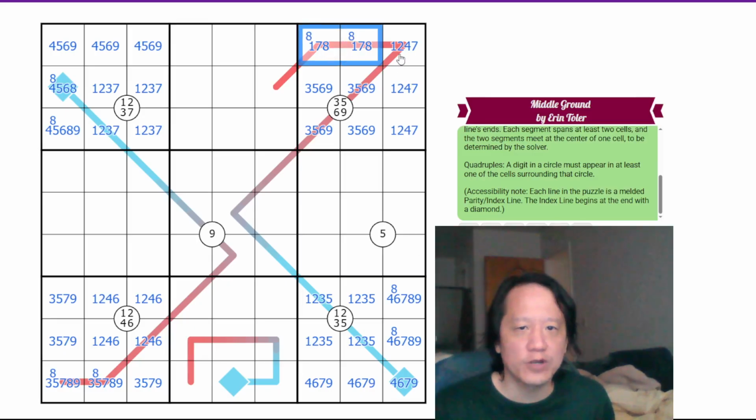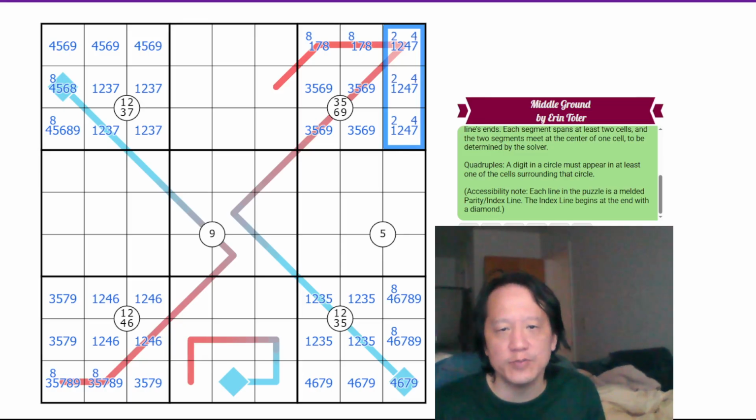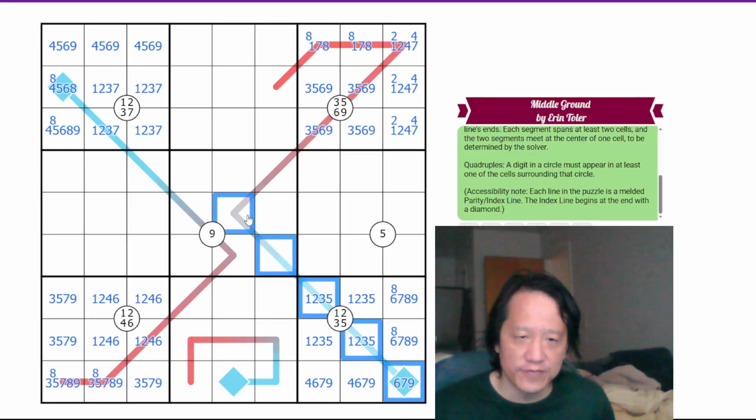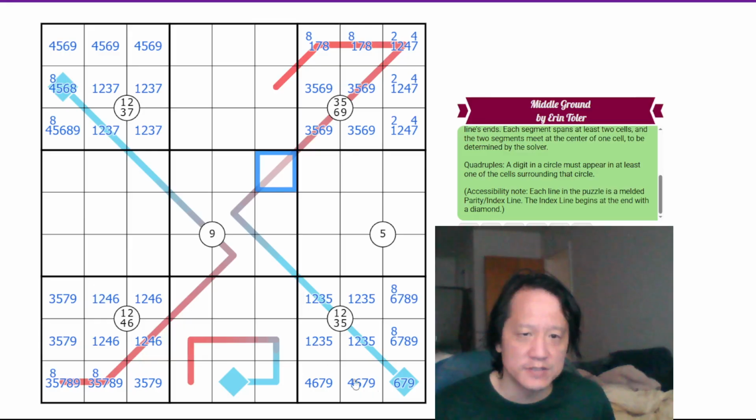which means 2 and 4 cannot be here, which means 2 and 4 have to be here, which eliminates 2 and 4 in the rest of the column. So this cannot be 4. So this index line so far is at least 6 cells, because it has to reference the 6th cell here.